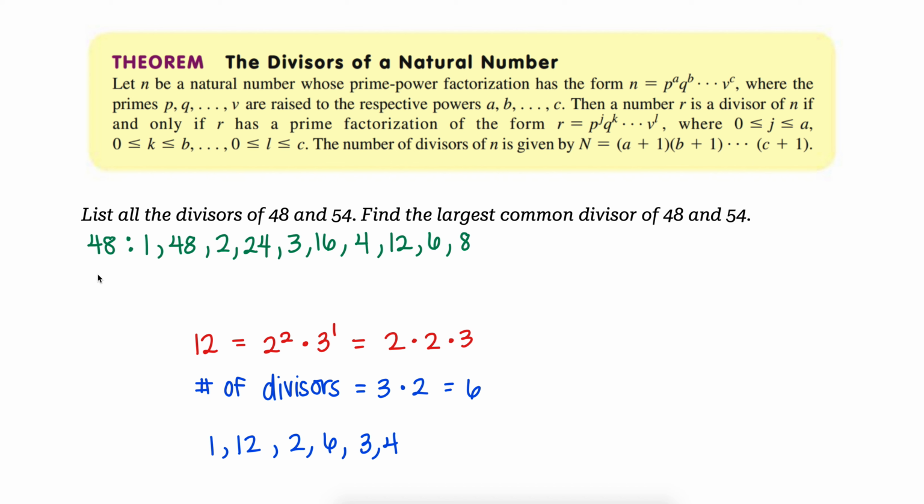You can do the same thing for 54. 1 times 54. 2 times 27. 3 times 18. 4 does not go into 54, neither does 5, but 6 goes in 9 times. And that's it. So those are all of our divisors for 54. The largest common divisor, the largest number that these have in common, is 6. So our largest common divisor here is going to be 6.